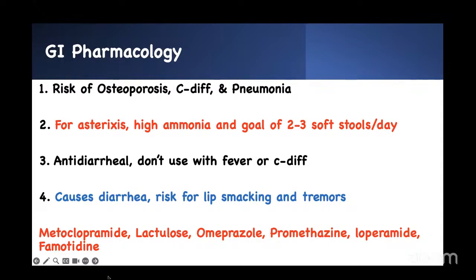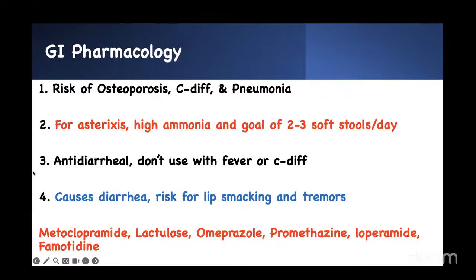So thinking in terms of all the information I've given you, you have to know a little bit of content. And these are your options: metoclopramide, lactulose, omeprazole, promethazine, loperamide, and famotidine. These are all GI medications. Are you having a problem with that? This is the way to master them. Know the medication, know what it is used for, the key things, and side effects.